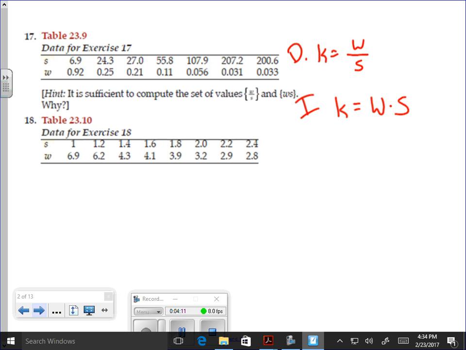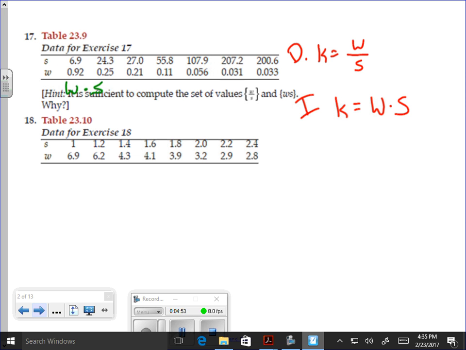On the first one, 0.92 divided by 6.9, I get 1.33 repeating. Try the second one, 0.25 divided by 24.3, I get 0.010. And those aren't even close, so I'm going to say it's not directly proportional. So we're going to try inversely proportional. That means we need to multiply W times S and see if we get the same thing every single time.